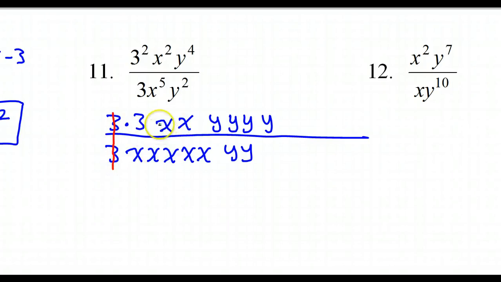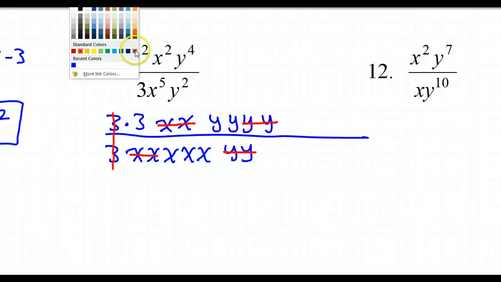What happens with the x's? Well, the 2 x's in the numerator will cancel out 2 of the x's in the denominator. That's going to leave these 3 x's. What happens with the y's? Well, these 2 y's are going to cancel out 2 of these y's. So pay attention to what's left and where.